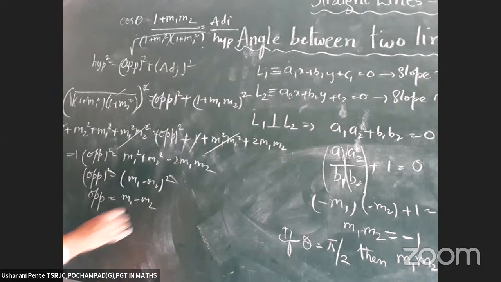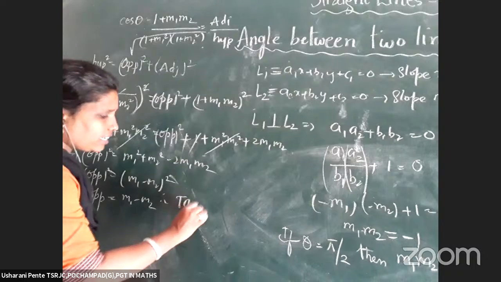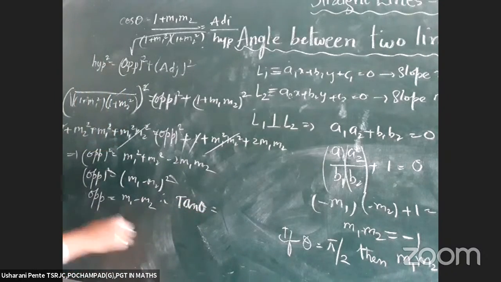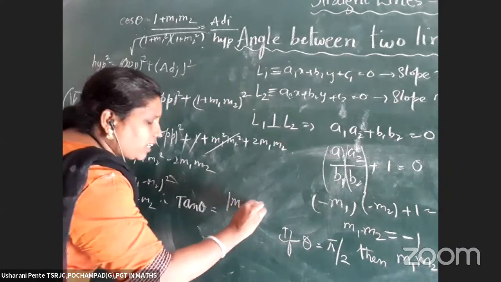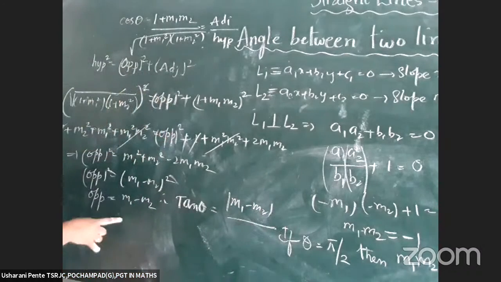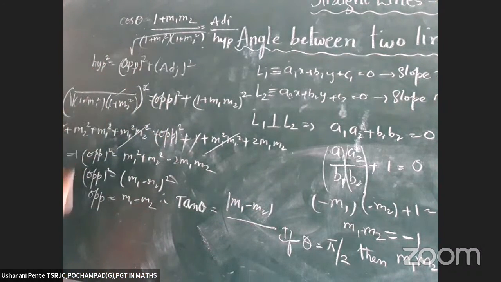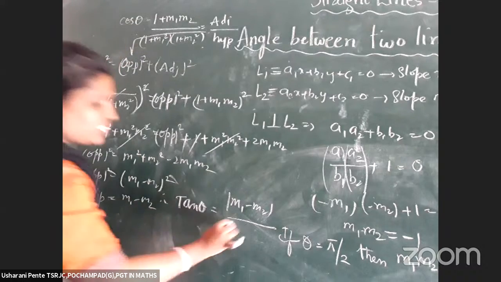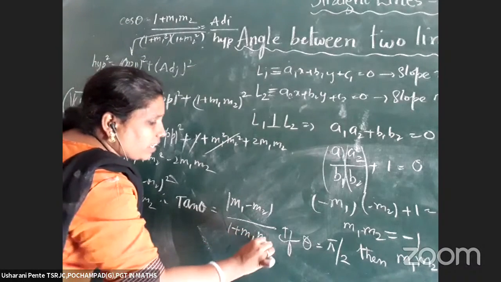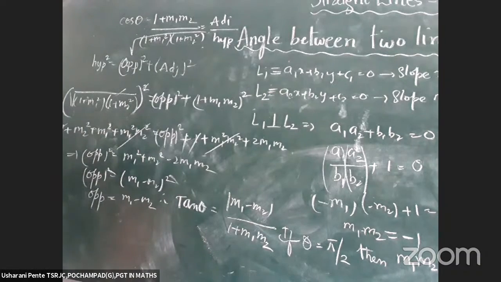Therefore, I can write tan theta. Tan theta is equal to what? Opposite, that is m1 minus m2, by adjacent side. This is the adjacent side, that is 1 plus m1 m2. So tan theta is m1 minus m2 by 1 plus m1 m2.